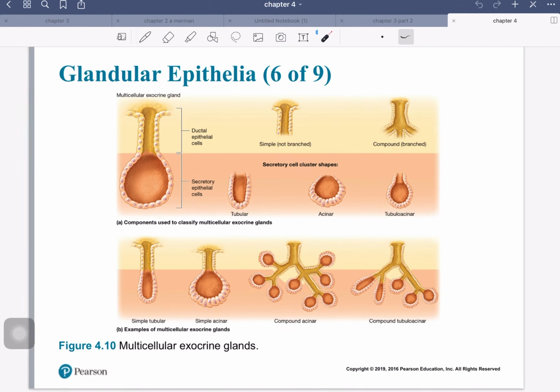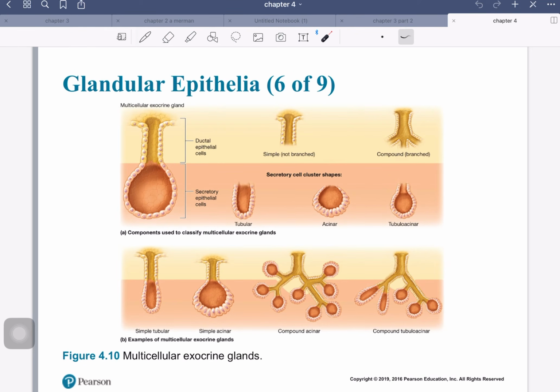So those are some of the basic names when it comes to glandular epithelium. And remember, we base it upon whether the tube is branched or not branched, and also the secretory cells: are they in a tubular shape, an acinar shape, or a combination, which is tubulo-acinar?